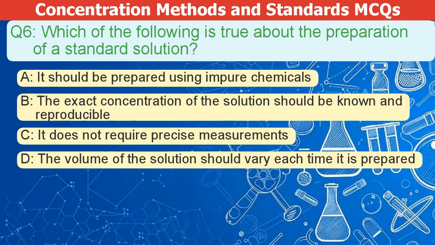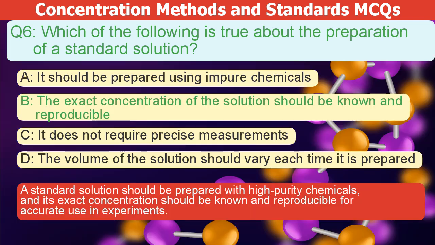Which of the following is true about the preparation of a standard solution? A. It should be prepared using impure chemicals. B. The exact concentration of the solution should be known and reproducible. C. It does not require precise measurements. D. The volume of the solution should vary each time it is prepared.